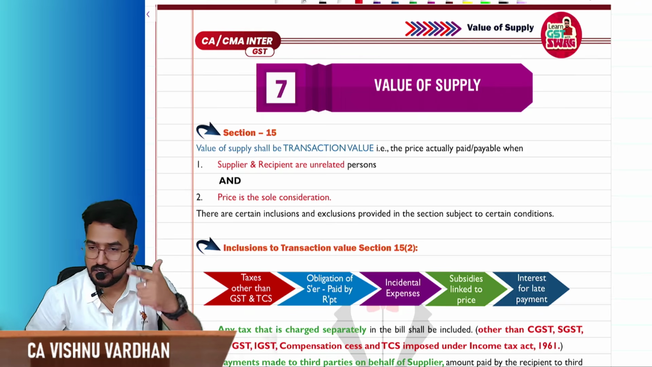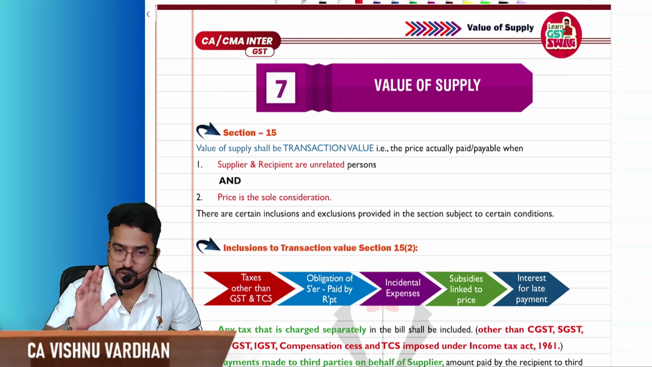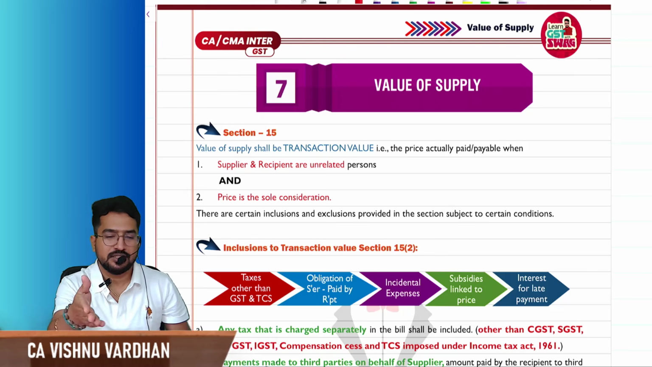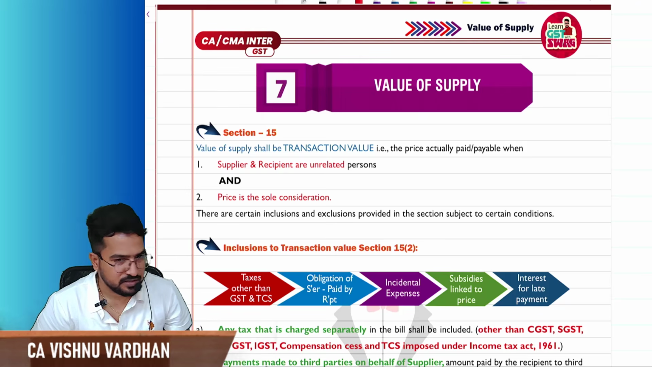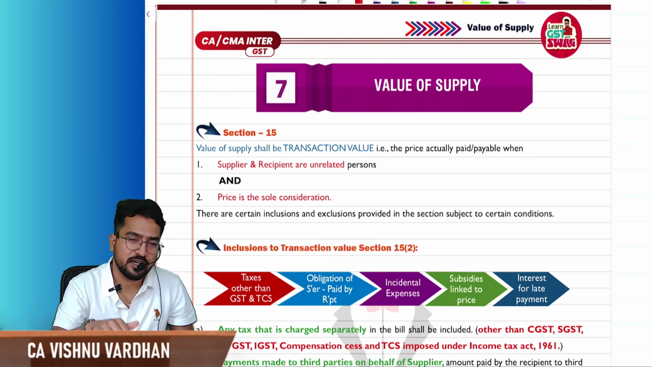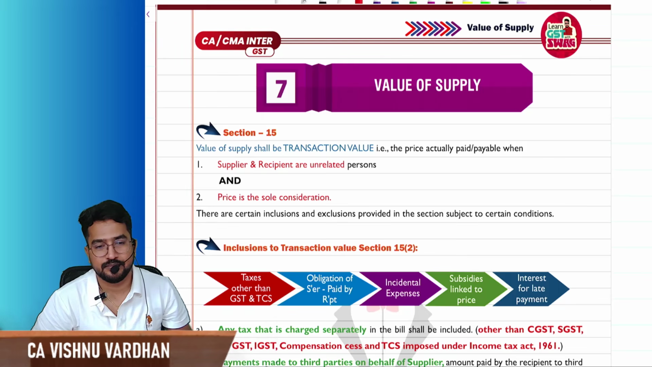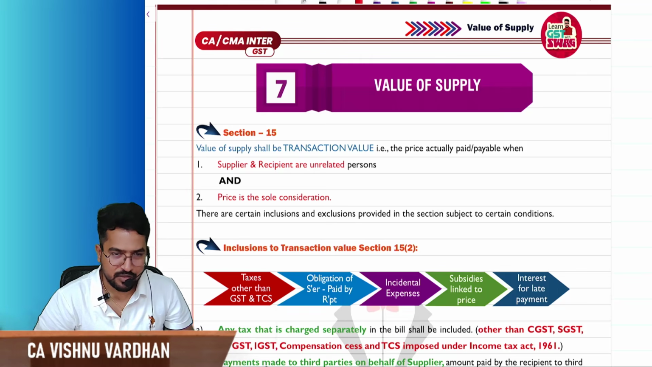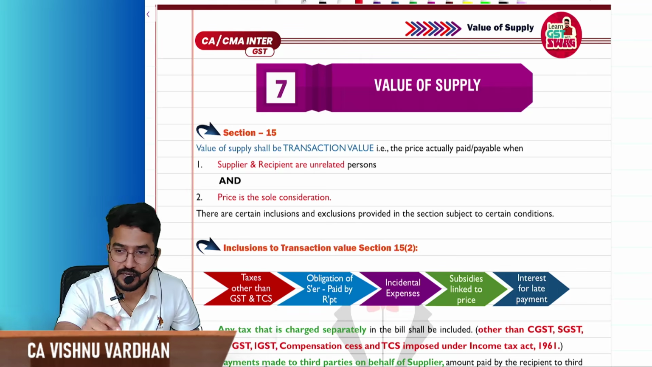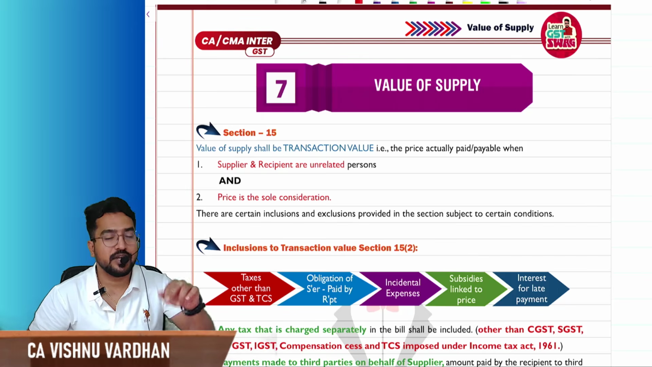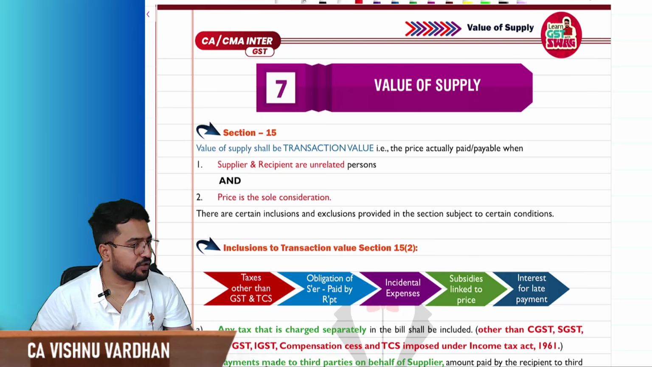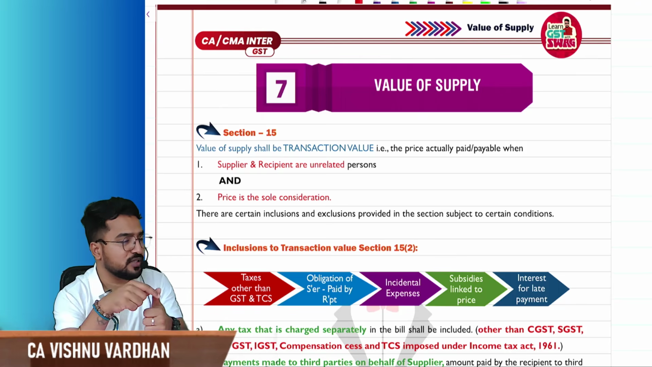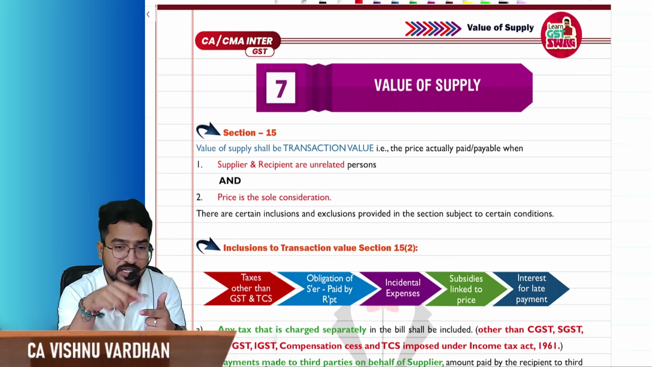Number one. Number two is what? Price is the sole consideration. Imagine Alicia is giving 1,000 rupees for this, and also she is giving her iPhone 17 Pro Max. Then you will not take only 1,000 rupees, correct? Only when there is monetary consideration alone will you accept this. If you are getting anything else, then you will not accept. So now you will get a doubt: what if we are related? What if price is not the sole consideration?